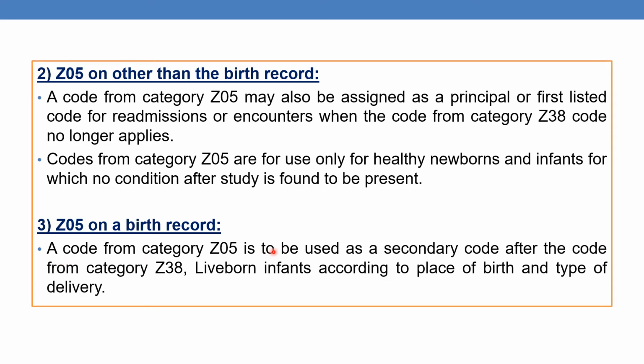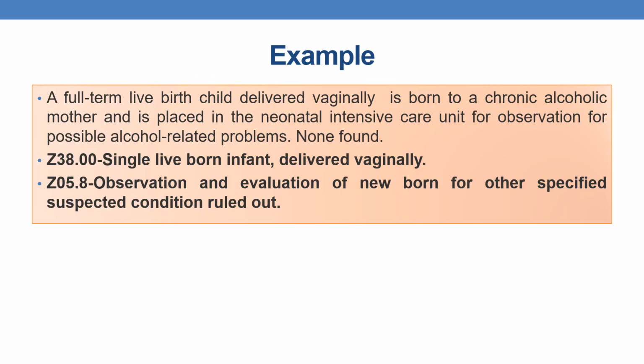A code from the category Z05 is to be used as a secondary code after the code from the category Z38 if it is a birth record. Live born infants according to the place and type of delivery. Now let us see an example. A full-term live birth child delivered vaginally is born to a chronic alcoholic mother and is placed in the neonatal intensive care unit for observation of possible alcohol-related problems and none found.